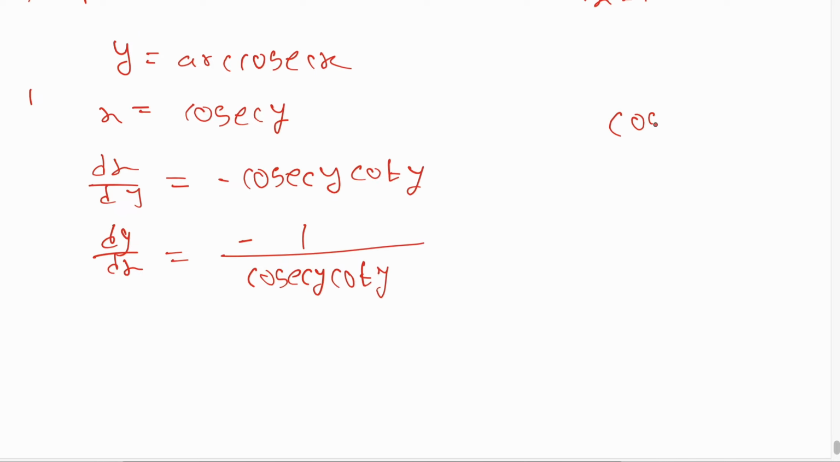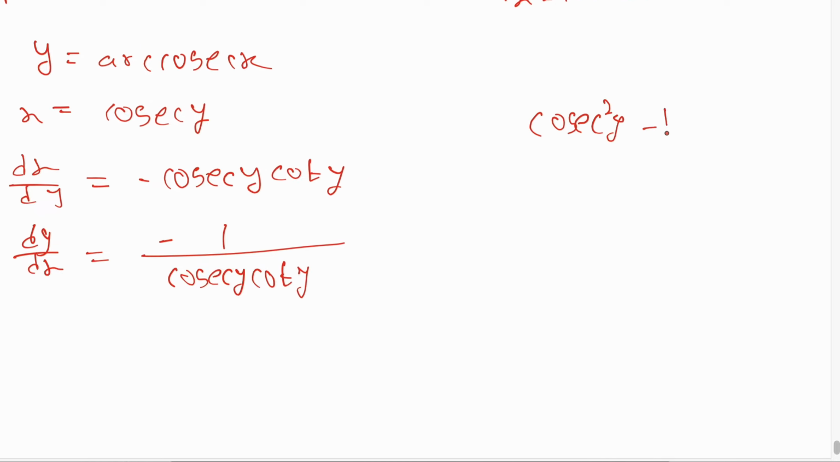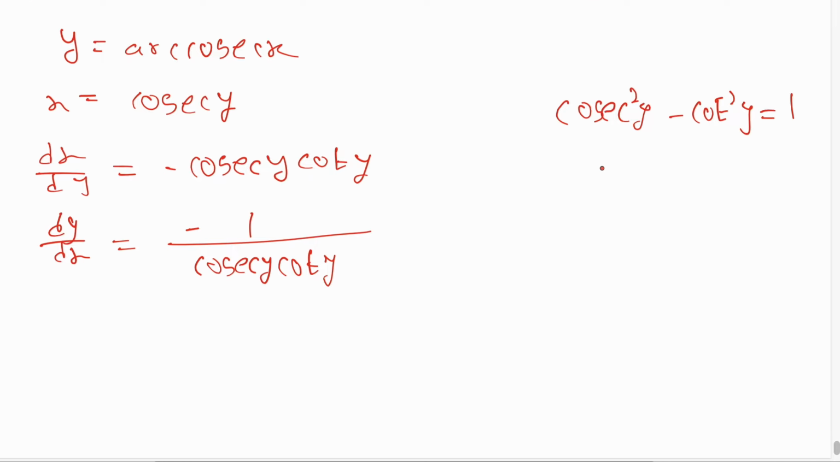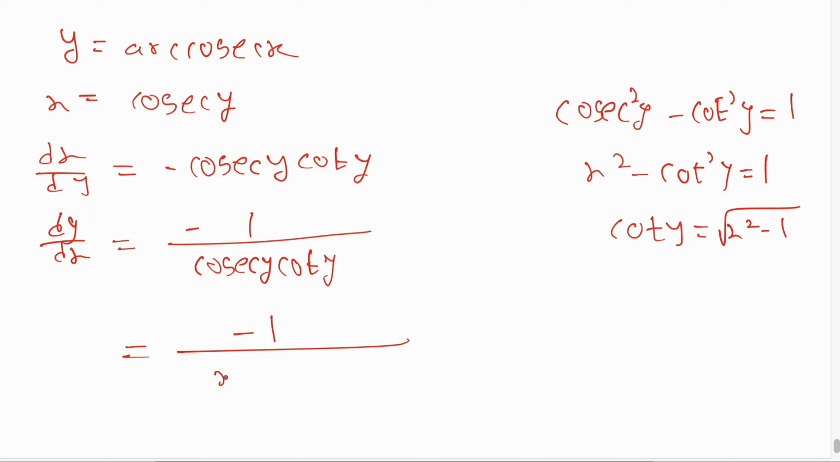Use the identity cosec square y minus cot square y is equal to 1. That means, we know cosec y is x, so x square minus cot square y is equal to 1. That means cot y is equal to root x square minus 1. So we can substitute it: minus 1 by x root x square minus 1. Proved. Here are all the differentiation. Now it's time for the integration.